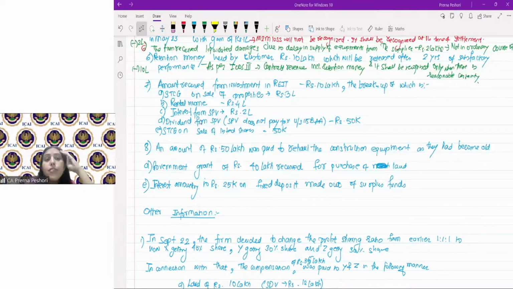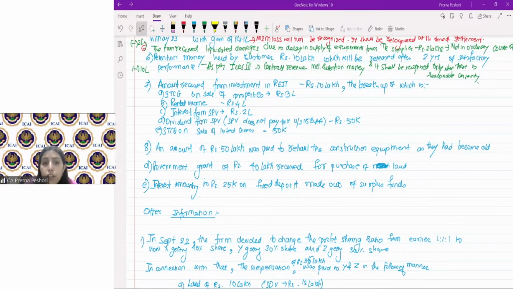Now, in the case of the REIT, what happens is Section 10(23FC). Section 10(23FC) provides that income of the business trust, the REIT, is exempt in the hands of the business trust if the income is from the renting or leasing of the real estate asset. So income of a business trust, the REIT, from the renting of the real asset is exempt in the hands of the business trust.